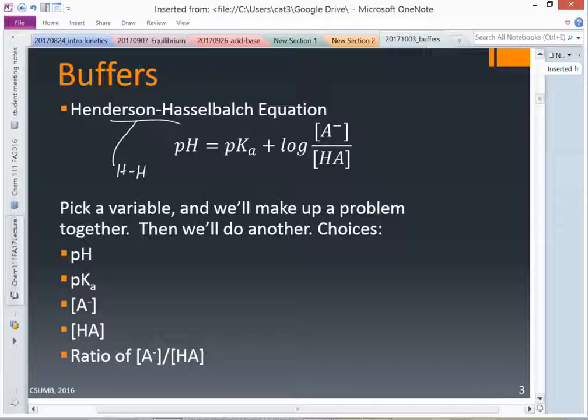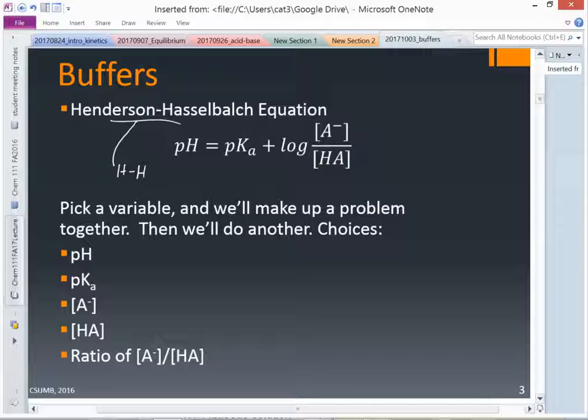The book goes through how to derive this from the equations for, well, the Ka equation. It's pretty clever. It's an algebraic rearrangement of what we already did for Ka, but we won't go through it. If you're curious, you can look for it. This is a very, very, very useful equation.